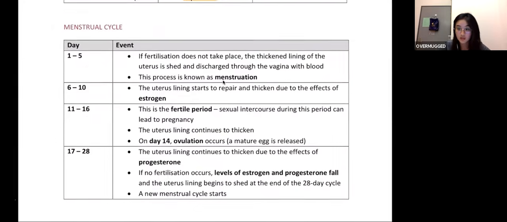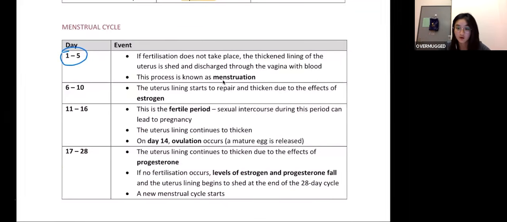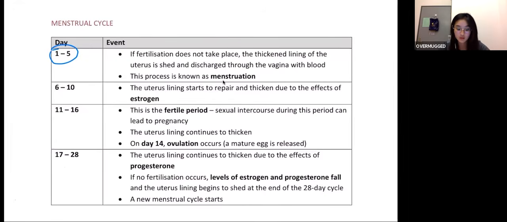We're going to go into the menstrual cycle. Take note, menstrual cycle is not the same as menstruation. The menstrual cycle refers to the whole cycle, a continuous process, and part of your menstrual cycle is menstruation. Menstruation takes place in day 1 to 5. So if a girl says she's on her period, she's referring to menstruation, which is the discharge of your uterus lining through the vagina. So you're discharging blood and dead tissue through the vagina.